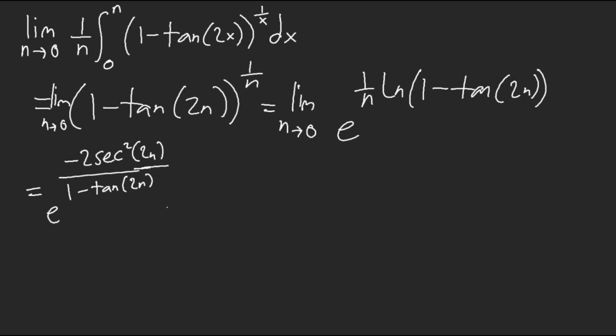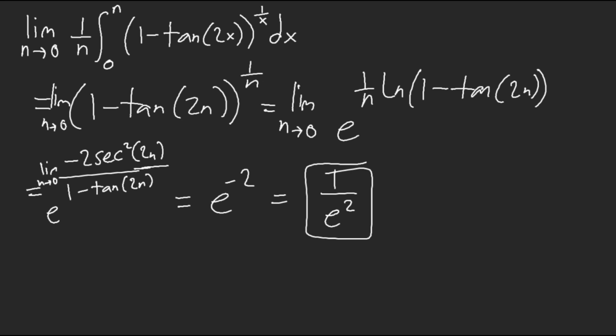And then if you plug in 0, the limit as n approaches 0, 1 minus 0, negative 2. So our answer is 1 over e squared. Okay, done. See how fast that is? Now we're learning how to solve limit integrals super quickly. Okay, and this is just the basics, the first level of solving limit integrals.